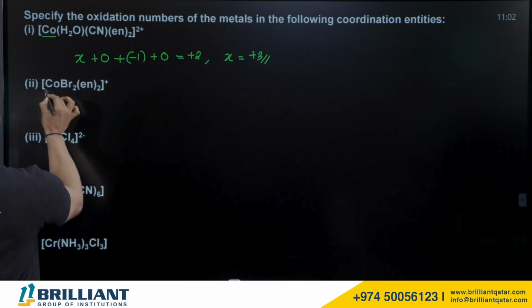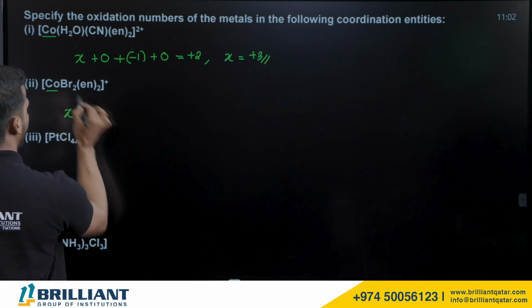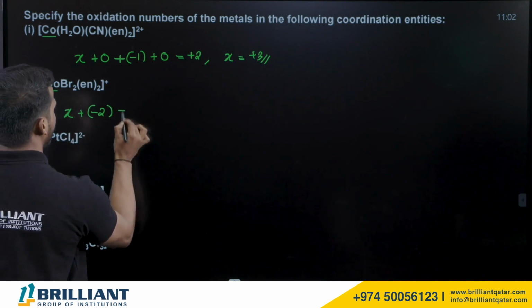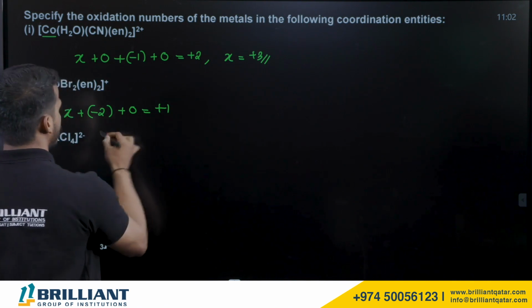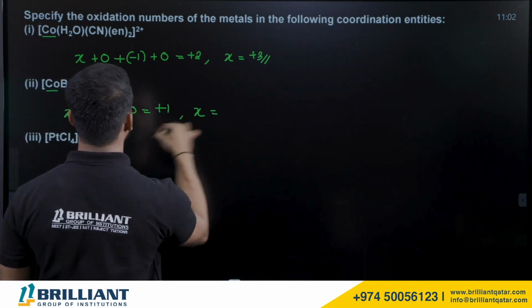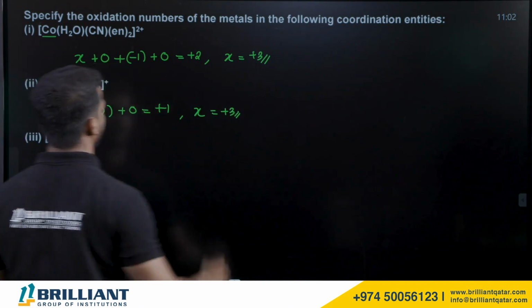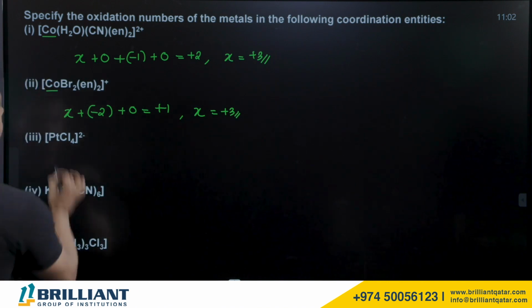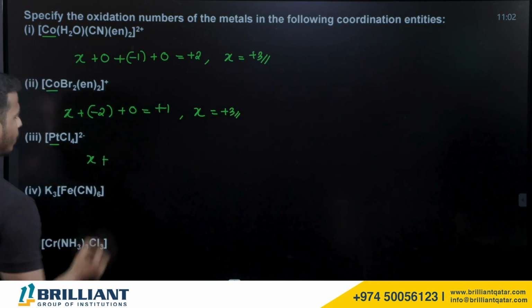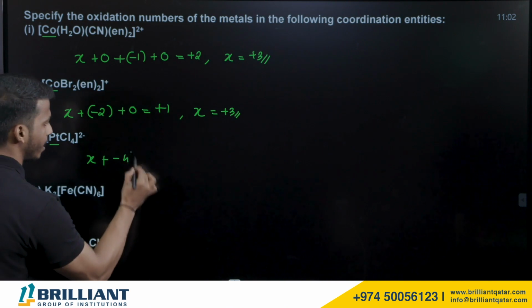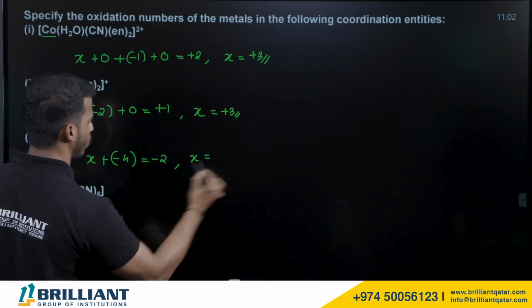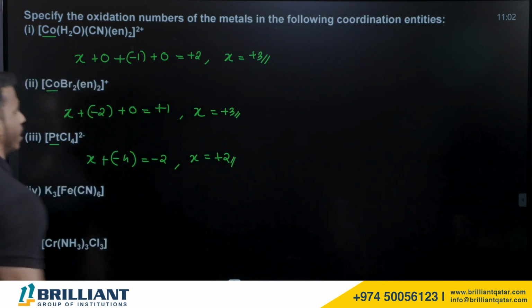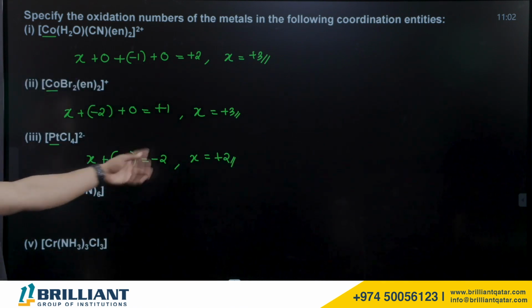Next one. Cobalt oxidation state X, 2 bromine charge is -2, En is a neutral ligand, overall charge of the complex is +1. So here also X is equal to +3, right? +3. Here platinum oxidation state X, 4 chlorine charge is -4, overall charge of the complex is -2, therefore X is equal to +2. Correct? X is equal to +2.